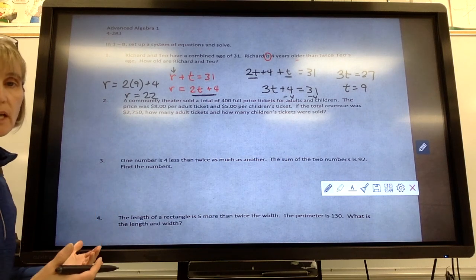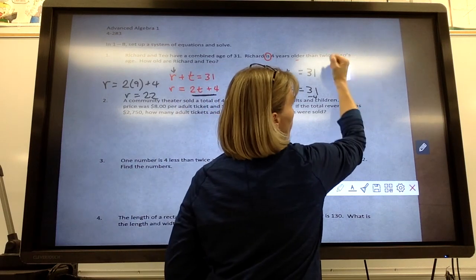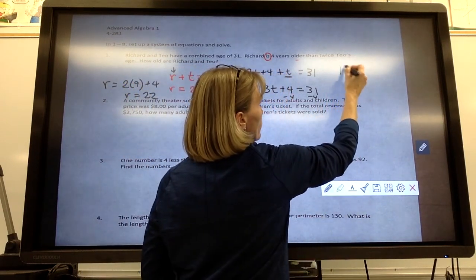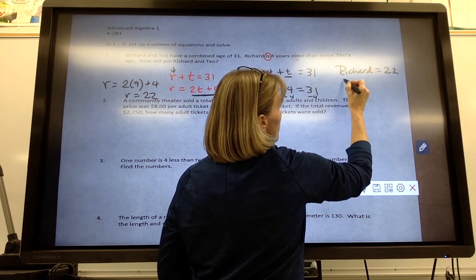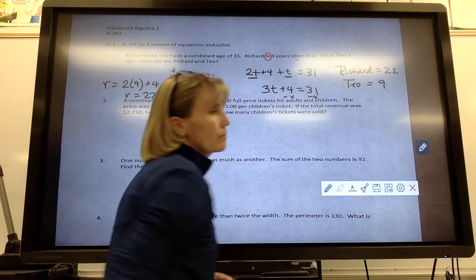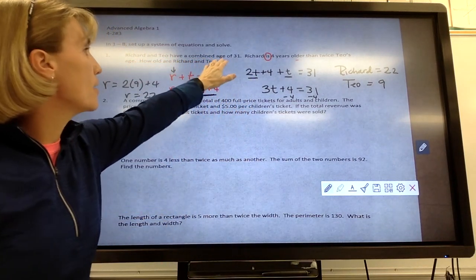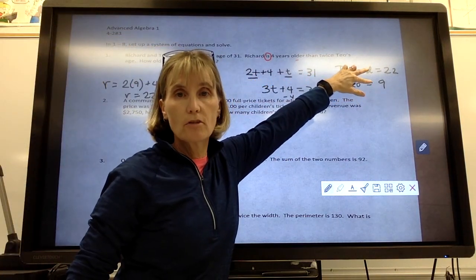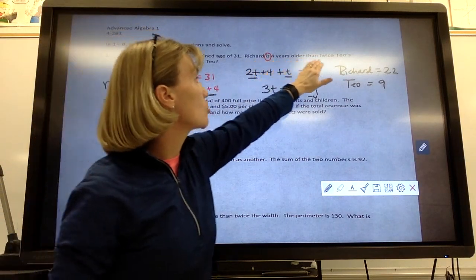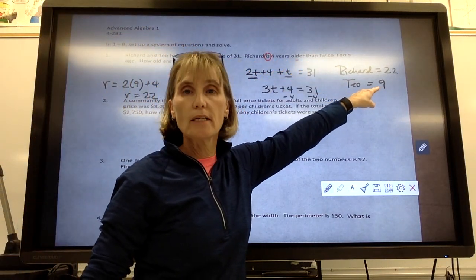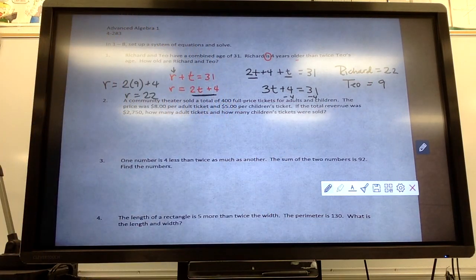I want to put this in the context of my story problem, so I don't want to stop there. I need a little bit more room, so I'm going to erase this. But I'm going to say Richard is 22, Tio is 9. And you go back and ask yourself, does that answer the question? If I combine their ages, would I get 31? If you add those together, would you get 31? The answer is yes. And is Richard 4 years older than twice Tio? If I double Tio's age and add 4, do I get Richard's? Yes. So those are the two correct ages.